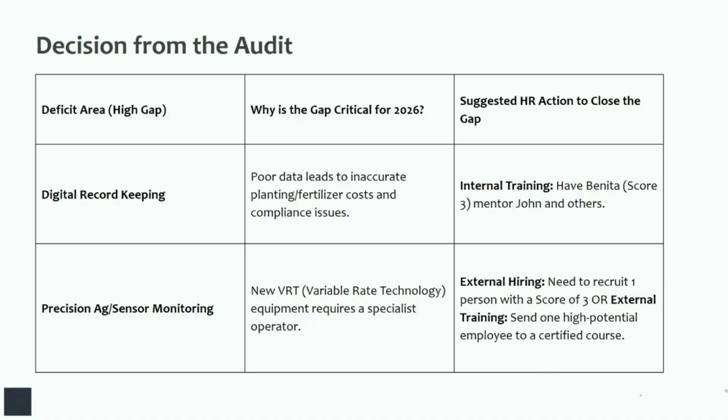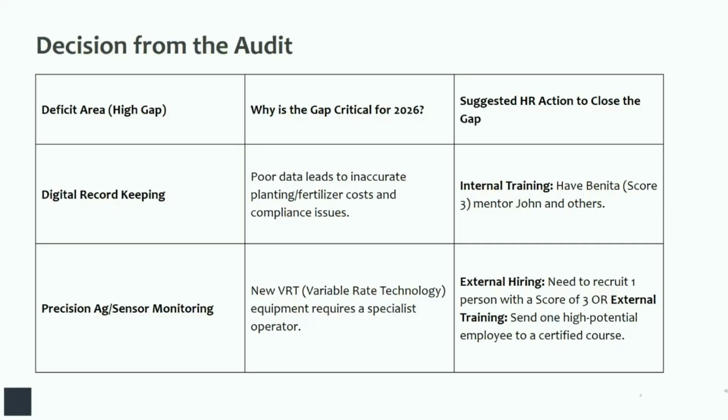So we need new VRT, or variable rate technology, equivalent equipment that requires a specialist operator. Probably you just bought a new machine with variable rate technology. Now you just include that, but we don't have anybody that is an expert in that currently. Now you might be looking at it that, for me to have very high productivity or to make good use of this machine that I just bought, I will need external hiring.